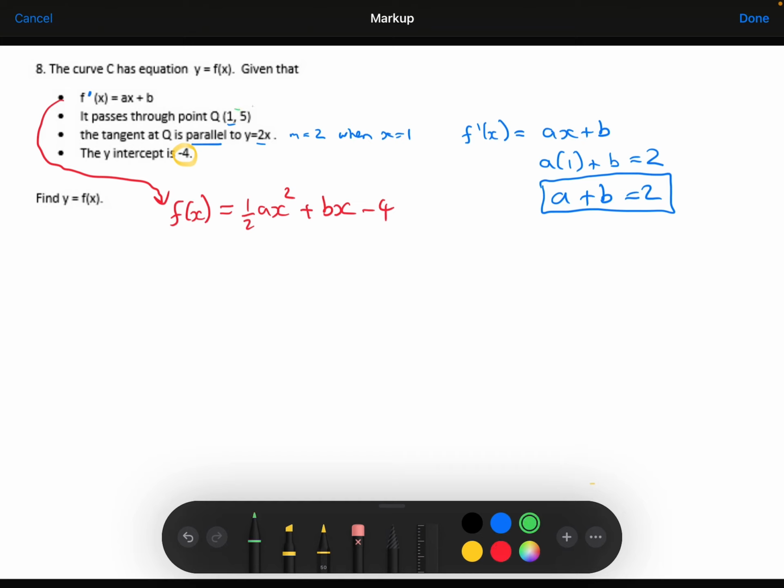I also know that when x is 1, y is 5. So if I substitute 5 for y and 1 for x, the 1 squared is just 1. The b times 1 is just b. I'm going to add 4 to both sides. And I'm going to multiply both sides by 2, just because I don't like that fraction. You don't have to.